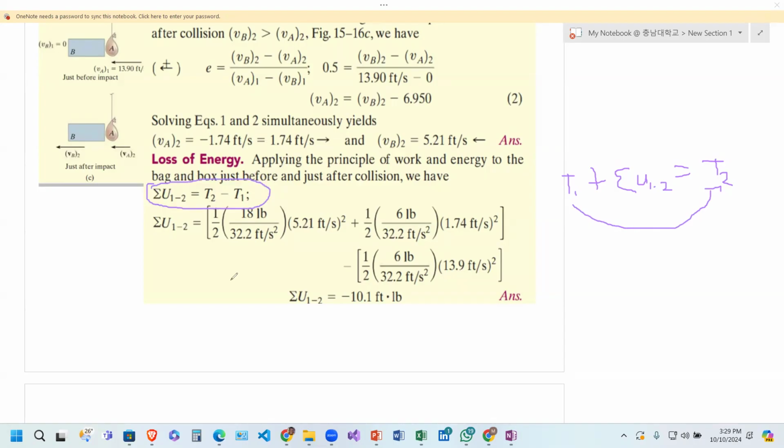So now, that means that the kinetic energy after collision minus the kinetic energy before collision. So now we have this. So for the box, we are going to have the velocity that we've got for the box right here, and also that of the bag. So now we are going to get that energy. So now this is kinetic energy. Remember, T1 is kinetic energy, which we know is given by a half mv squared.